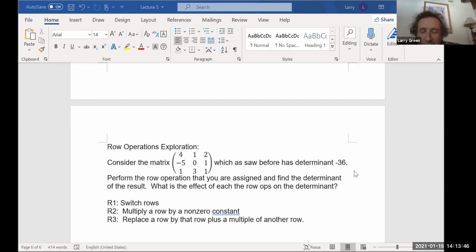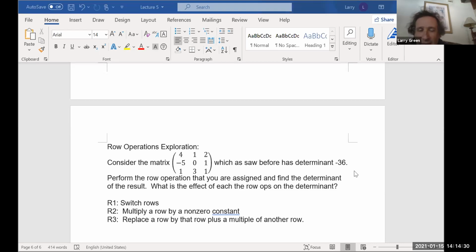But I haven't heard anything from row op 3 group. There's 2 of you. Aha. Okay, so Ralph got -36. So what changed for your row op 3? How did it affect the determinant? Yeah, nothing. You started with -36, you did row op 3 and you got -36.